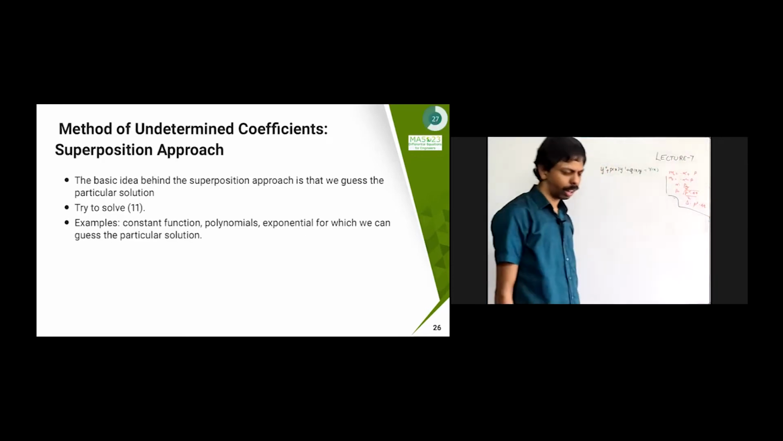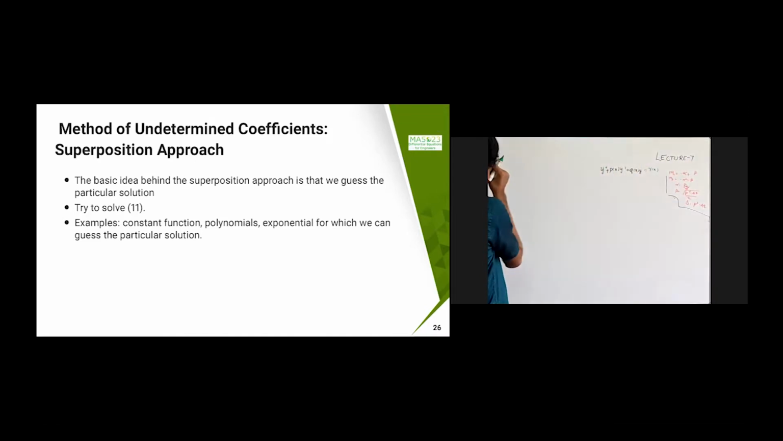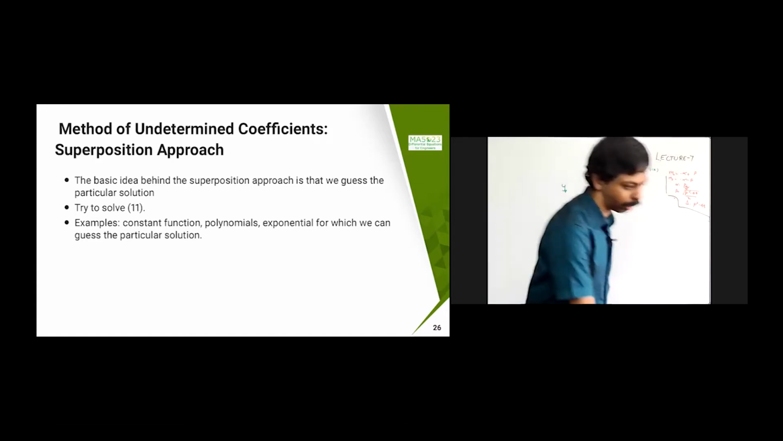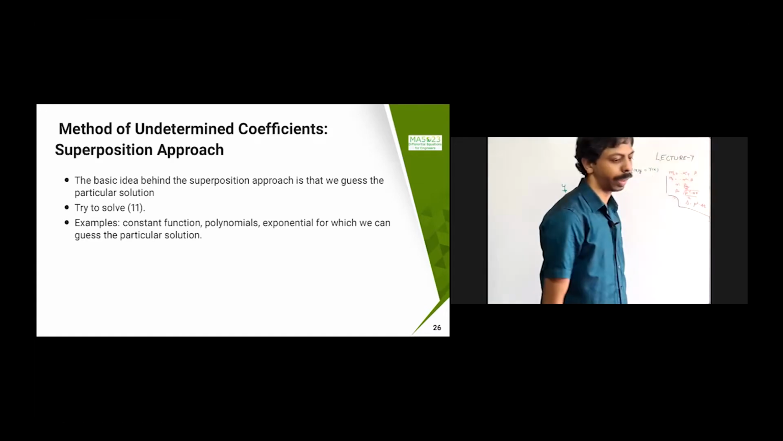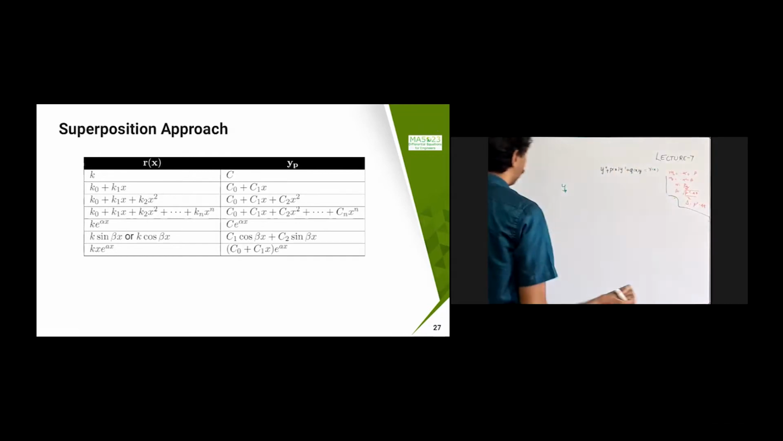So the basic idea behind the superposition approach is that we guess the particular solution. We are going to guess this y_p, and then find what the values are for its coefficients. For example, for constant functions and polynomials, you can guess the particular solution. So I am going to take these cases.